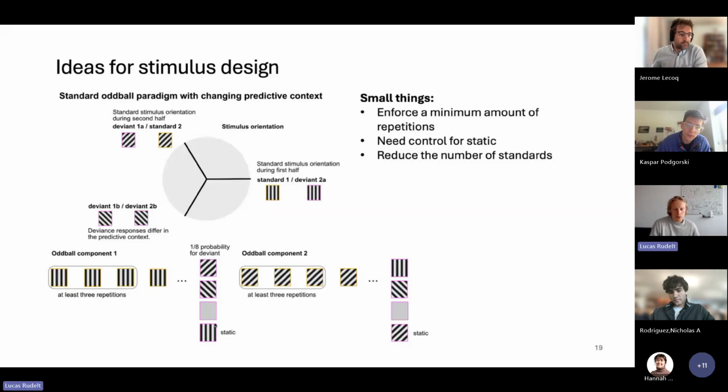Yeah, if for example we omit the omission and static oddballs, then we could have another oddball block where we switch those, and we have the same duration of the experiment.